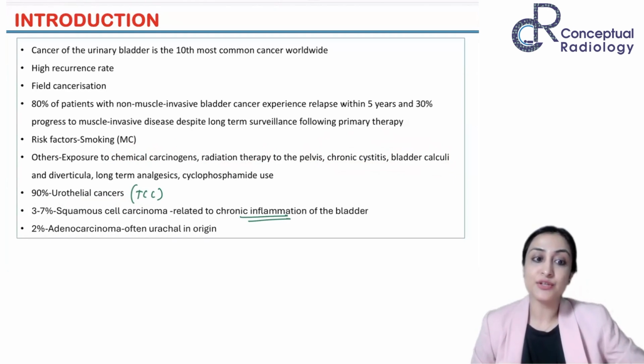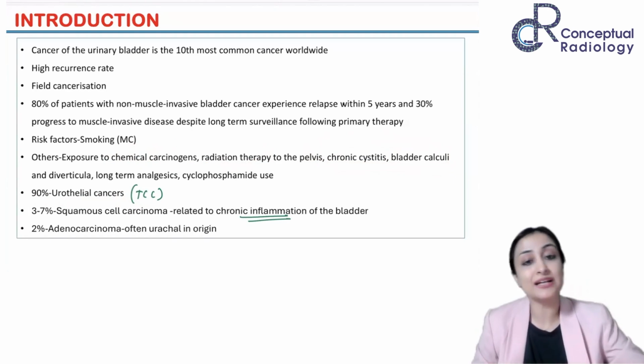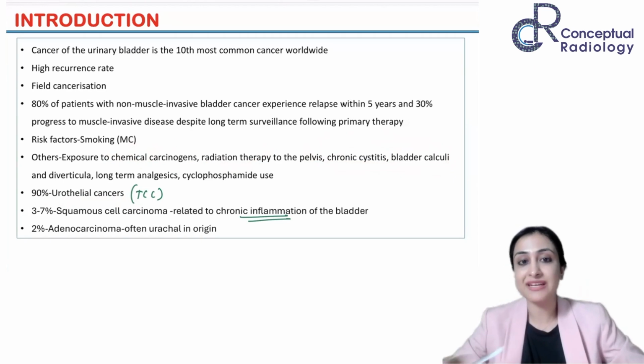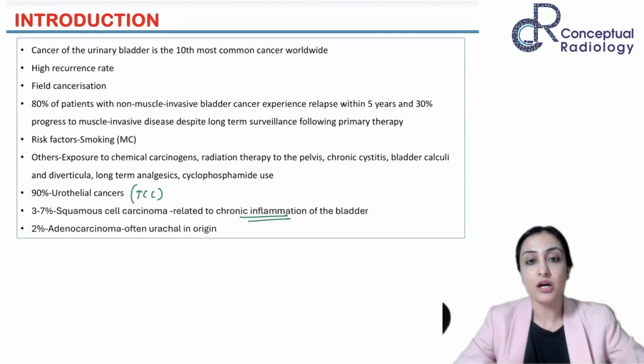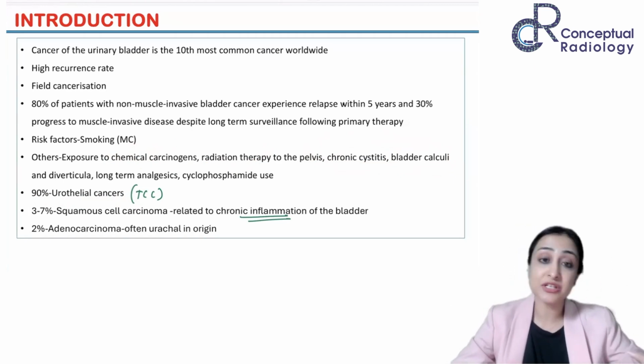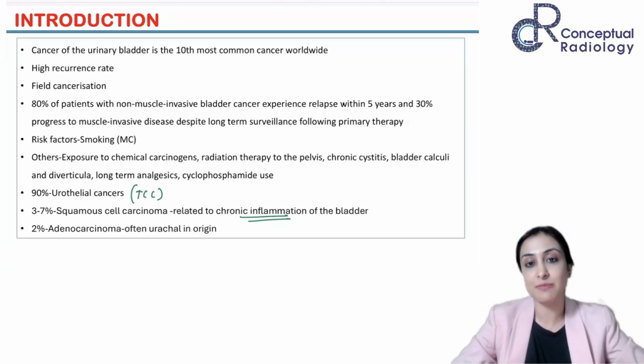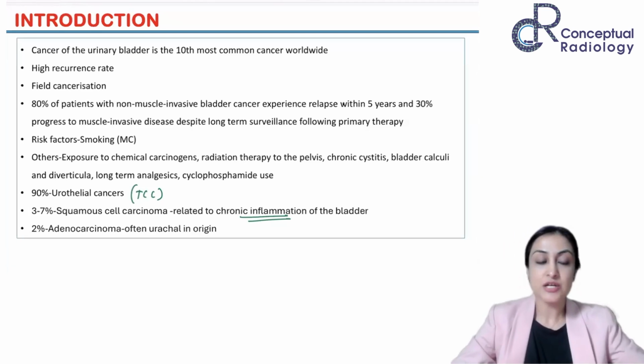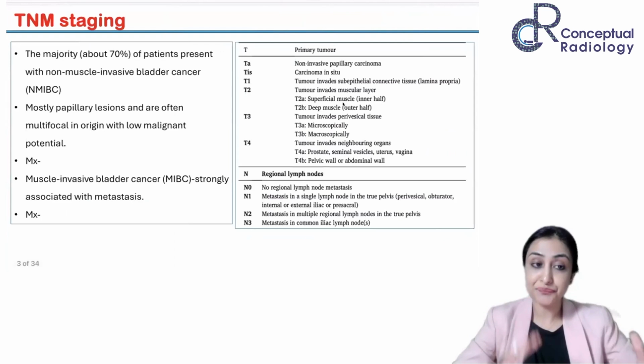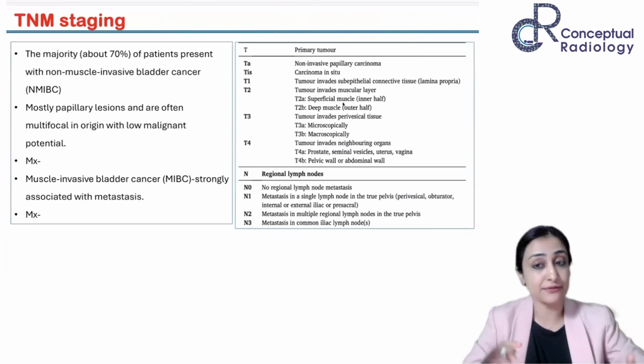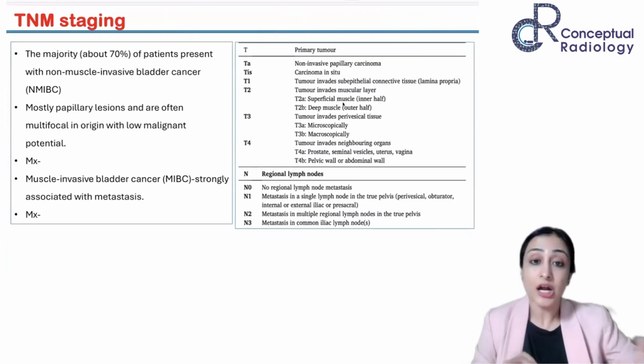And you know that adenocarcinomas are associated with urachal remnants. That's also a very important spotter: they can show you a CT scan with a urachal remnant and then there is a mass. You should always suspect an adenocarcinoma. So that is about the introduction. Now we get down to the main stuff that is important for you all to understand, okay?